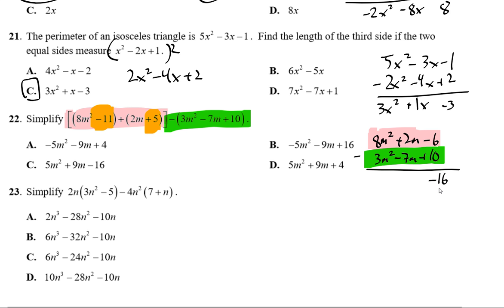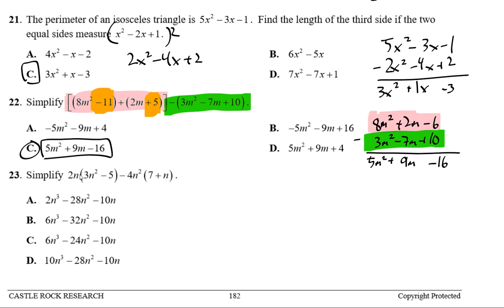So already we think 22 should be C. But let's make sure. 2 minus -7 is going to be 9. And 8 minus 3 is going to be 5. So 5m squared plus 9m minus 16, 5m squared, 9m, 16. Yep, it's still C. So even though we're pretty sure just by looking at one term, it's always good to check them all because mistakes get made.